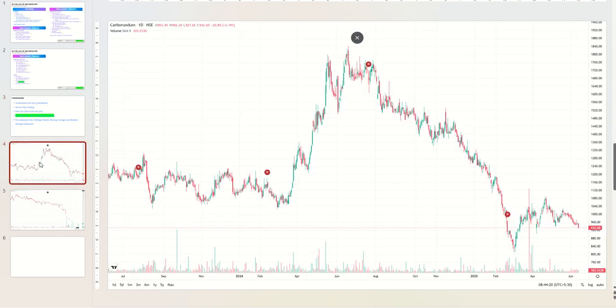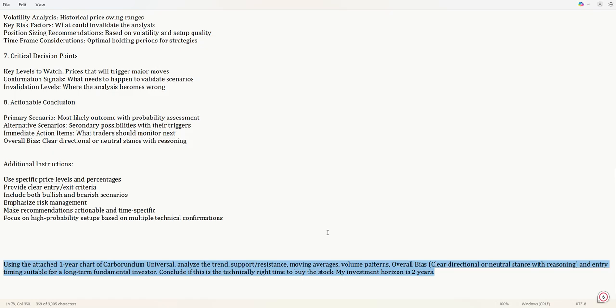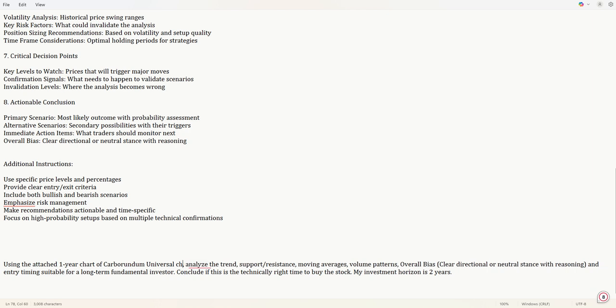For this analysis, you need to share a one-year chart of the company. I showed you in my previous video how to pick up this one-year chart from Money Control. Please check that. This prompting is very simple. I'm saying that using the attached one-year Carborundum Universal chart, analyze the trend, support, resistance, moving averages, volume patterns, overall bias, whether it is neutral or oversold and so on, and entry timing suitable for a long-term investor. Conclude if this is a technically right time to buy the stock. My investment horizon is 2 years. This you have to manually fill up, whether it is 1 year, 2 year, 5 year.